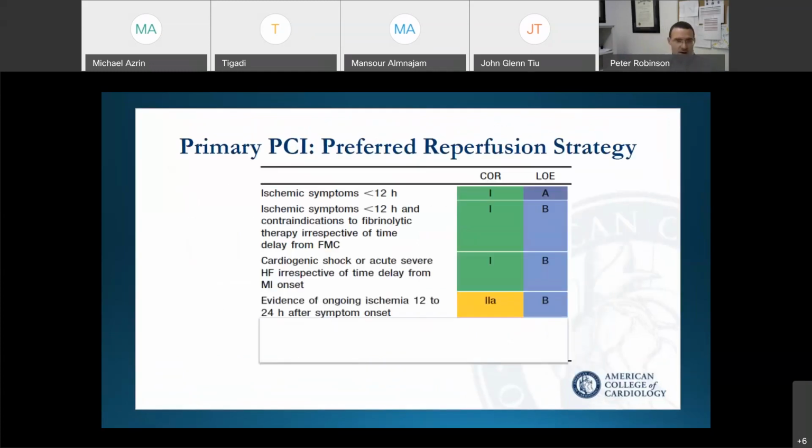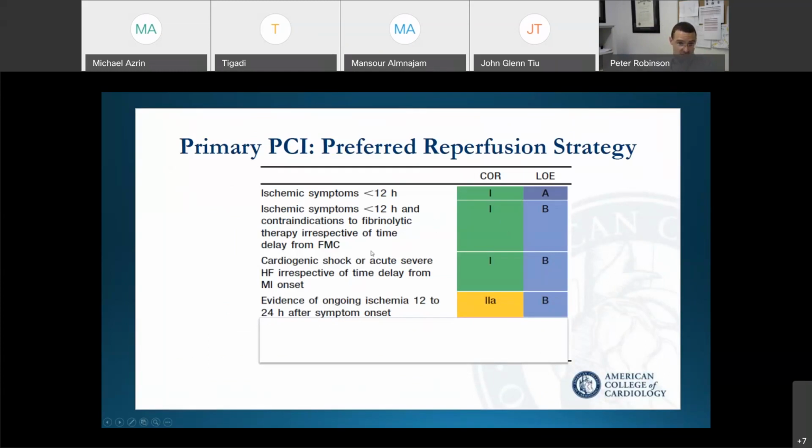As we all know, primary PCI is the preferred reperfusion strategy, dependent upon their time of symptoms. So it's class 1A if their ischemic symptoms are less than 12 hours. If their ischemic symptoms are less than 12 hours and there are indications for lytic therapy, irrespective of that transfer time, we don't have to go over the contraindications now, but if there are any, then you shouldn't give them lytics. You need to ship them regardless of that transfer time.